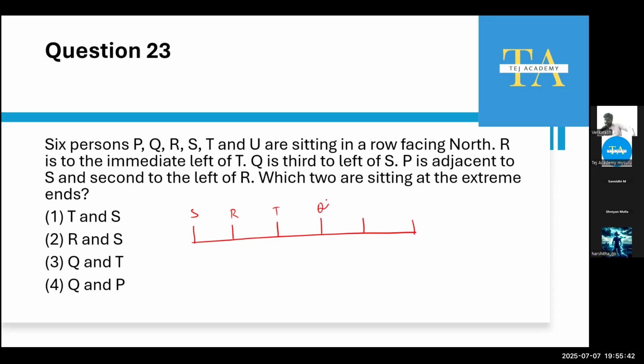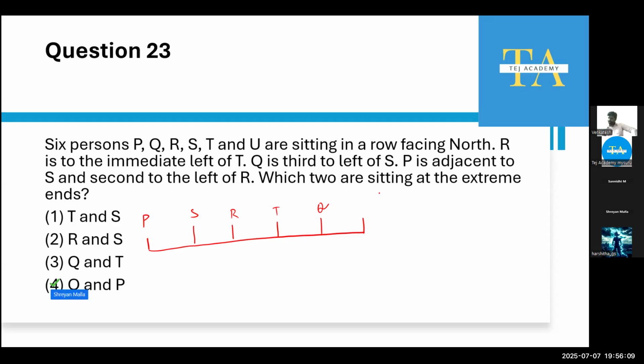Okay. P is adjacent to S. So we can cut one line here, one we can add here. So this is P, adjacent to S, and the second left to R. Yes, it is matching. Then only one person is missing.